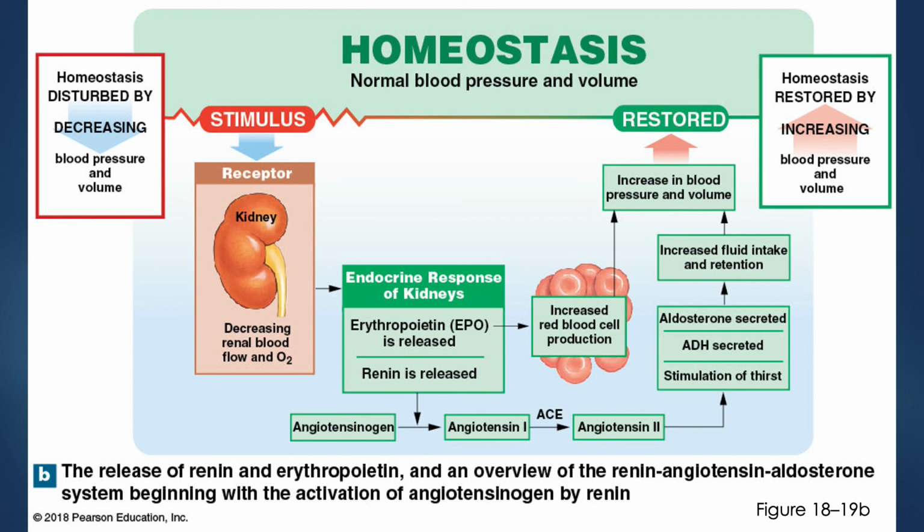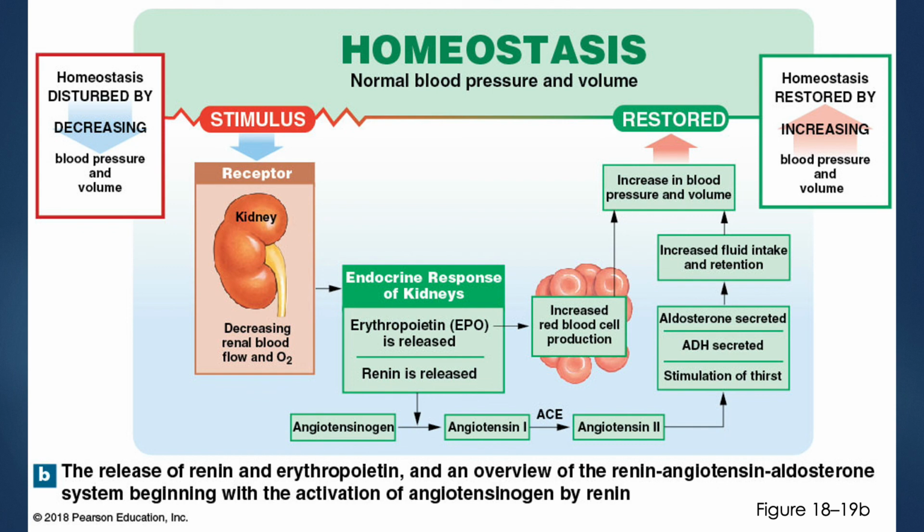Figure 18.19 shows you how our kidneys respond to variation in blood pressure and volume, and this uses the renin-angiotensin-aldosterone system. So starting off on the left, if our homeostasis is disturbed by decreased blood pressure and volume, our kidneys will be able to recognize this because there's decreased blood flow coming into the kidneys via the renal artery, and therefore decreased oxygenation to the renal tissues.